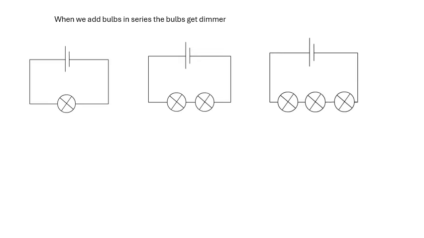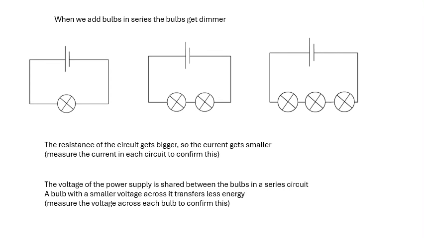There's two ways of explaining it. You can explain it in terms of resistance and current, or you can explain it in terms of voltage. Whatever, I'm not bothered. First of all, when we add bulbs, the resistance of the circuit gets bigger. So if the resistance of the circuit gets bigger, then the current gets smaller. And that's why the bulbs are dimmer.